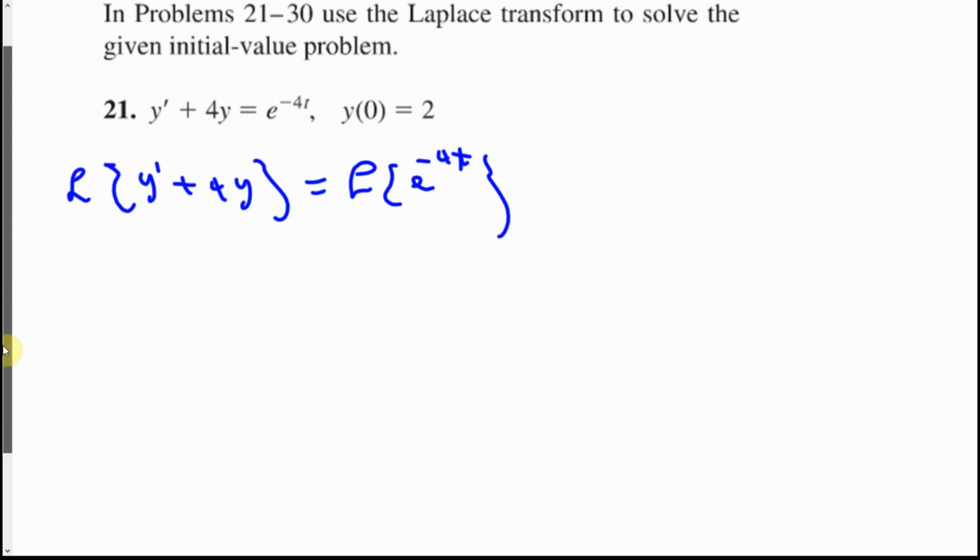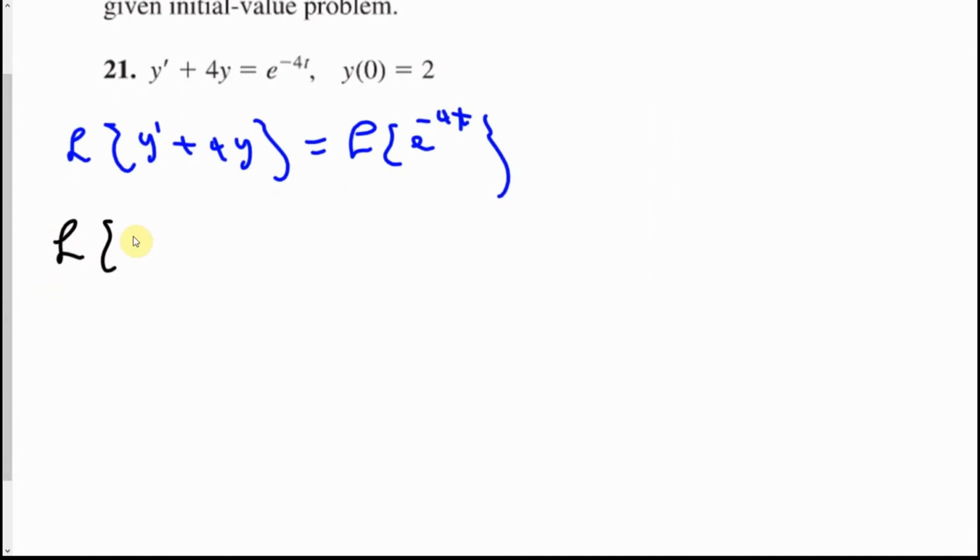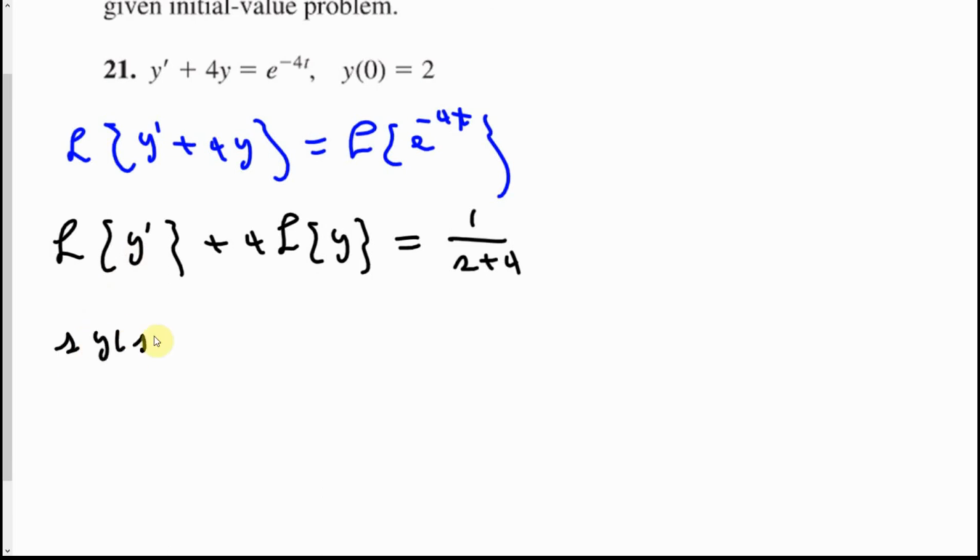So this is the Laplace transform of y prime plus 4 times the Laplace transform of y, or that's just y of t, shorthand, just y, is equal to the Laplace transform of e to the -4t, which is 1 over (s plus 4). So this is the Laplace transform of a derivative, so this becomes s times Y(s) minus y(0) plus 4 times Y(s) is equal to 1 over (s plus 4).